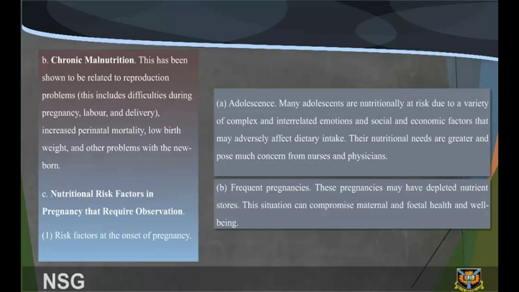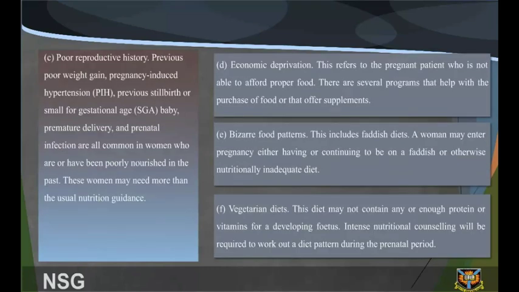This situation can compromise maternal and fetal health and well-being. Poor reproductive history: previous poor weight gain, pregnancy-induced hypertension, previous stillbirth or small for gestational age baby, premature delivery, and prenatal infection are all common in women who are or have been poorly nourished in the past. These women may need more than the usual nutrition guidance.